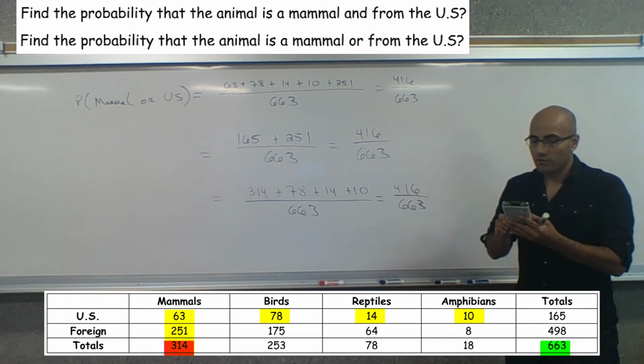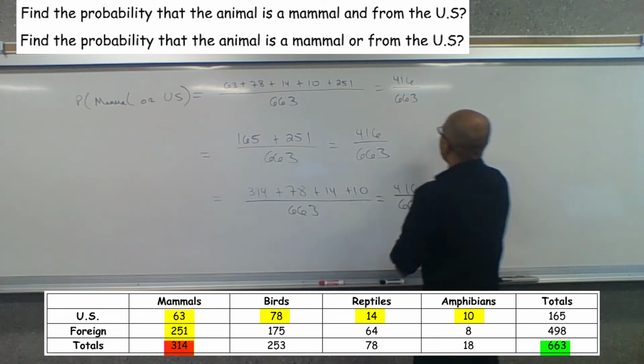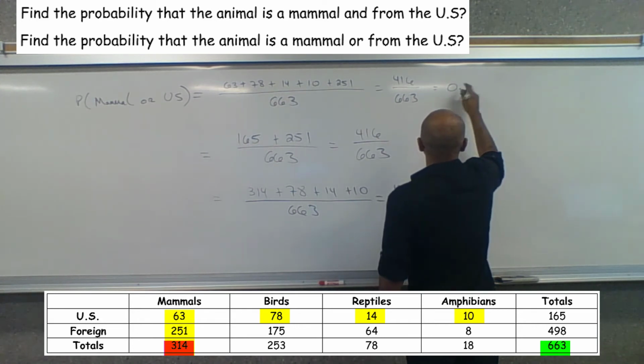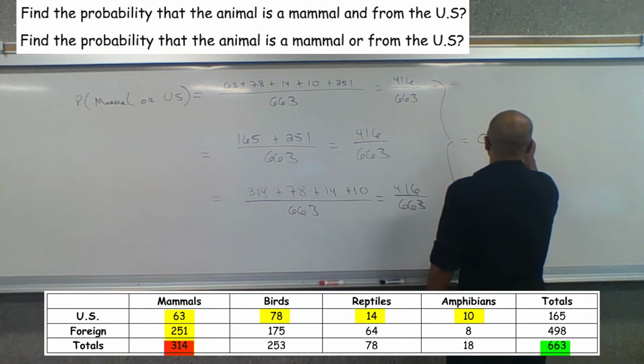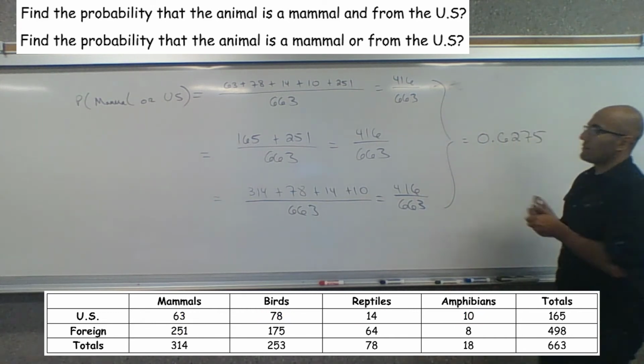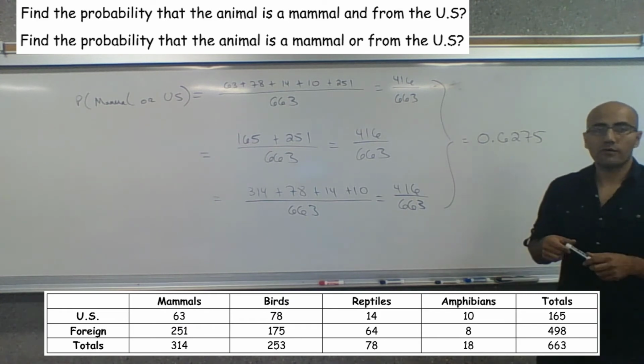Any questions? So all of this was 0.6275. All of them lead to the same answer, 0.6275. Any questions? Any questions at all? No?